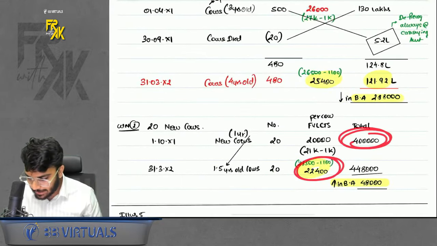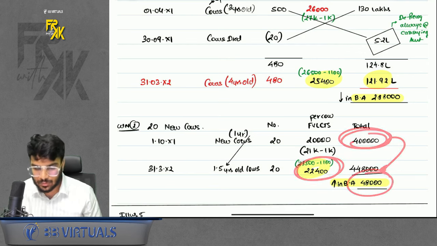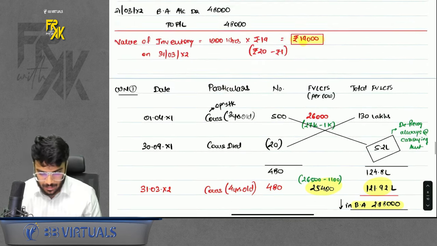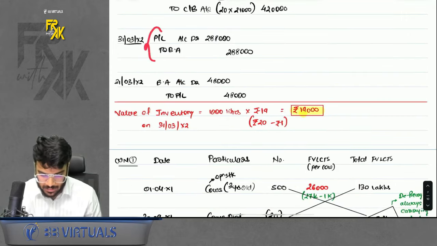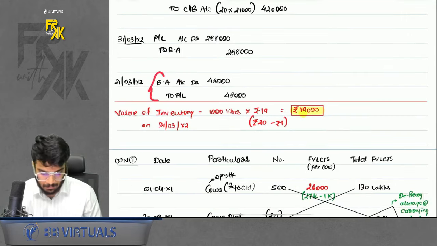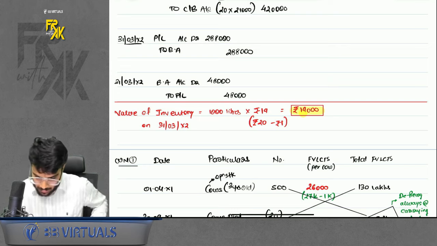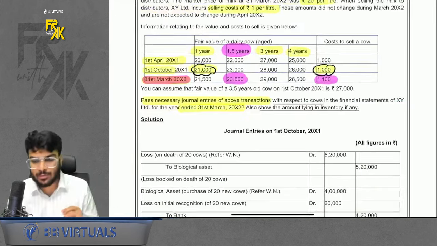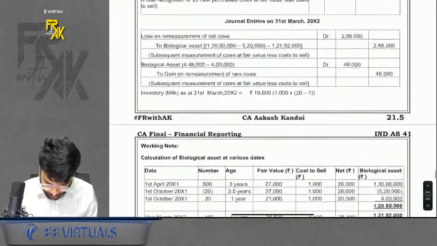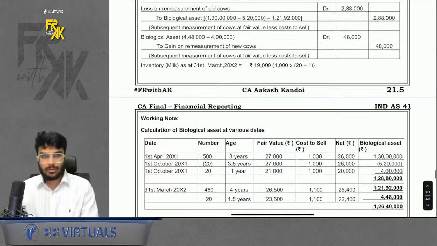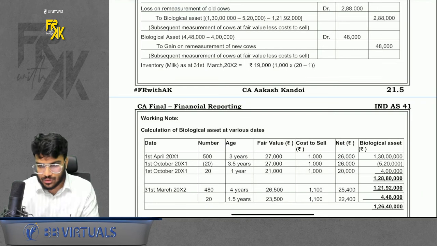Old it was 4 lakh, now it is 4 lakh 48. Increase. So book the increase. If it is a decrease, you will book the decrease, PNL to biological asset. If it is an increase, book the increase, biological asset to PNL. Okay. So this is question number 6 we just did. Okay. Perfect. Chalo, remaining questions also we will revise in continuation. Perfect.